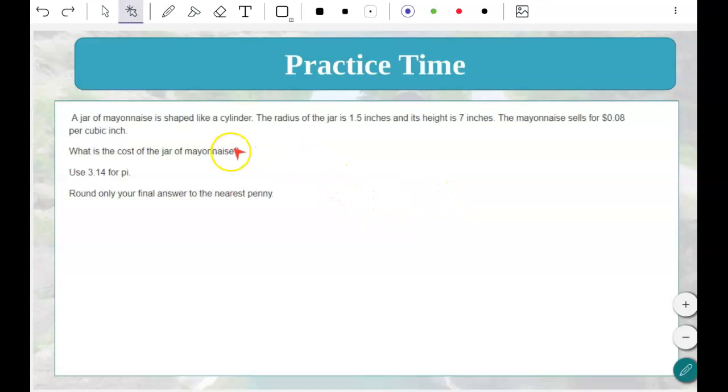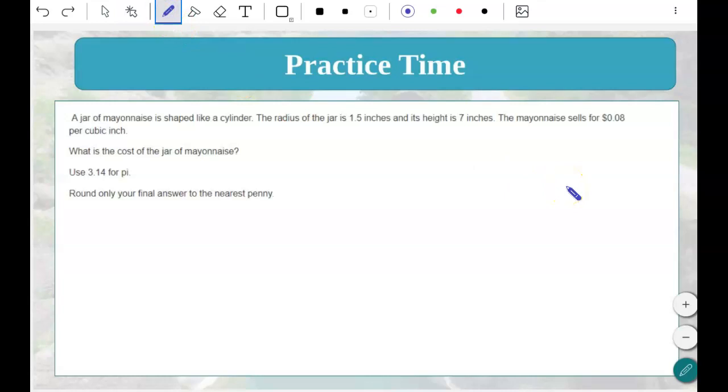So this first one says a jar of mayonnaise is shaped like a cylinder. The radius of the jar is 1.5 inches and the height is 7 inches. The mayonnaise sells for 8 cents per cubic inch. What's the cost of the jar of mayonnaise? So taking it a little bit further here.